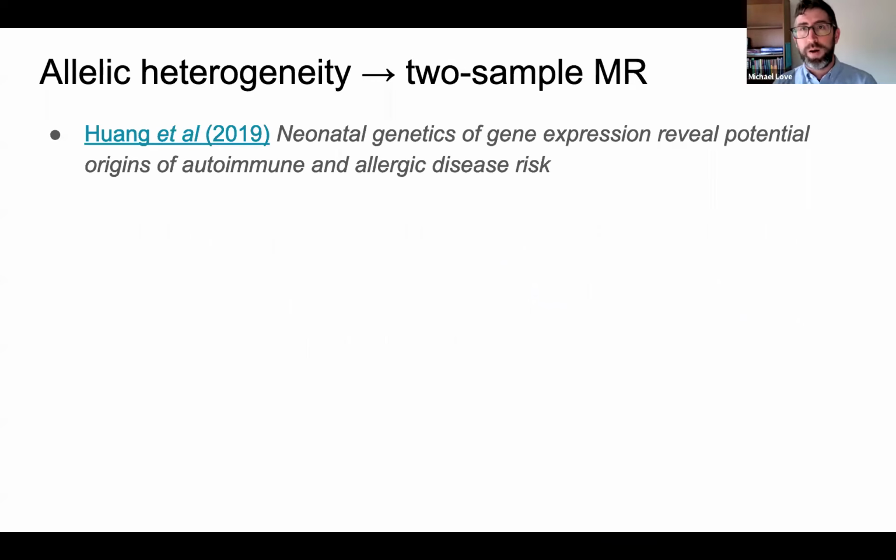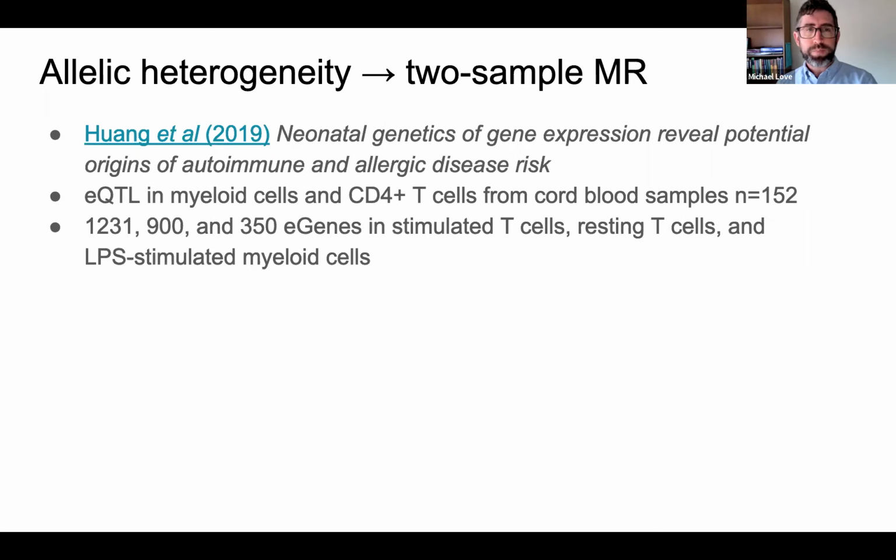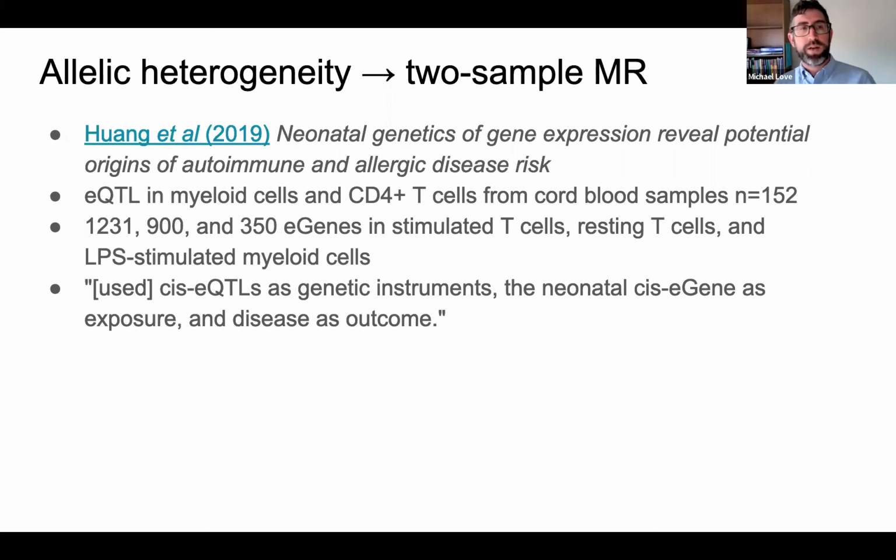There are of course other groups interested in this type of analysis, which some have called cis-MR. An example is a recent paper looking at neonatal genetics of gene expression and autoimmune or allergic disease risk. They performed eQTL in myeloid cells and CD4 positive T cells with a sample size of 150. They found this many eGenes, then took the subset of those that have 3 or more genetic instruments. With a sample size of 150 you get a big reduction, but then you can really pursue those genes with more confidence.